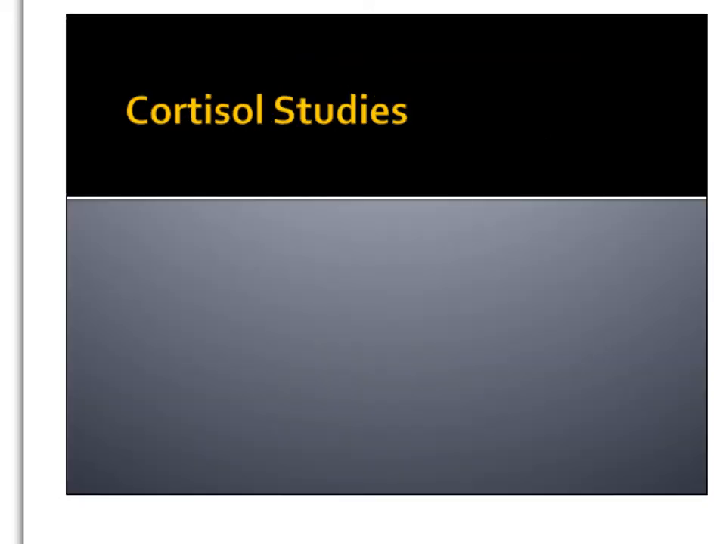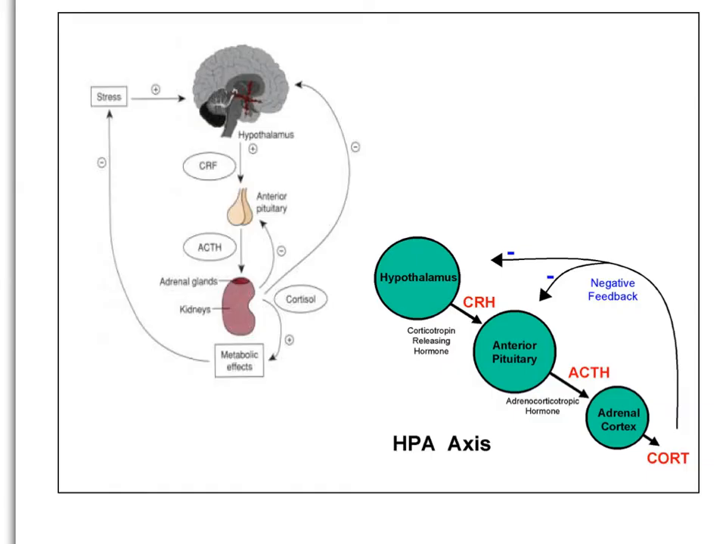Cortisol studies. This is our last topic for this presentation, so let's get started. This slide represents the normal physiology of the HPA axis. Basically, it looks at the negative feedback loop with regards to how we respond to cortisol levels in our body.